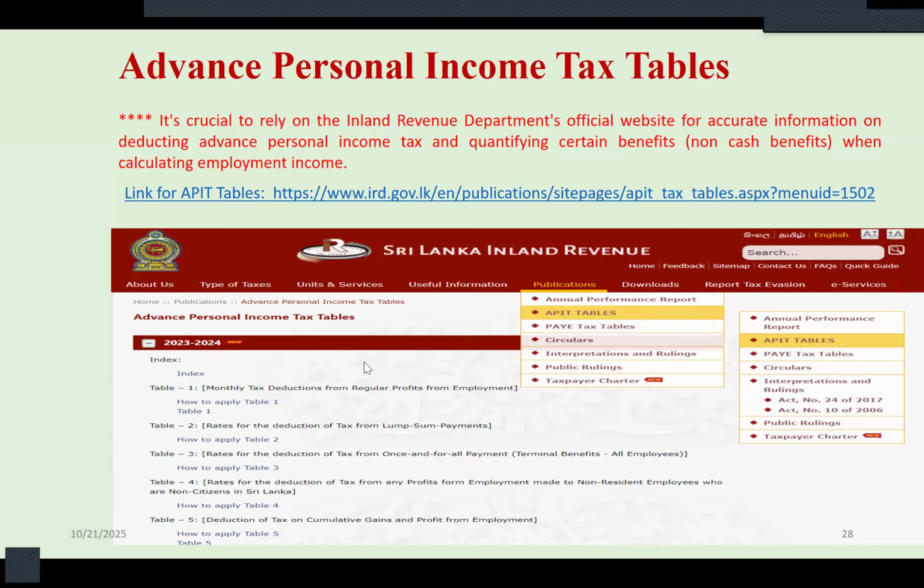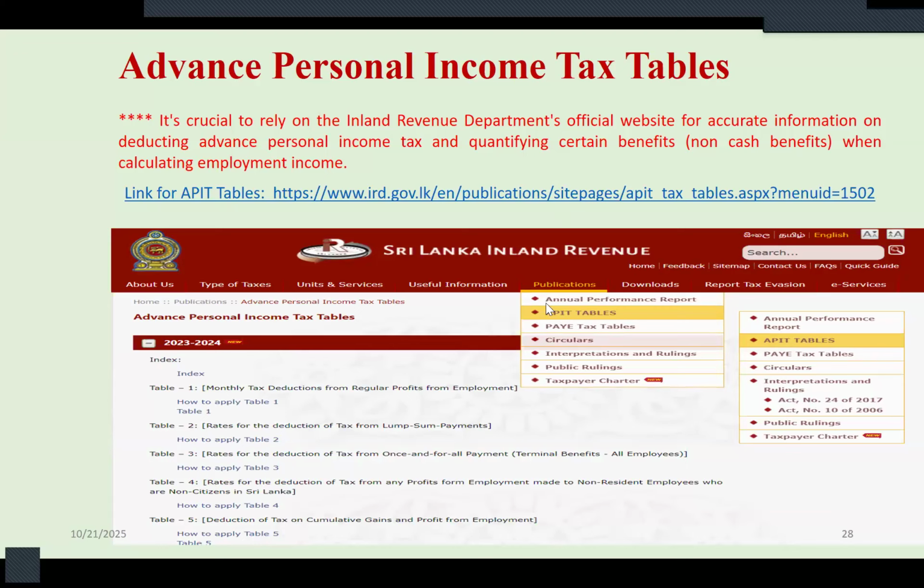So these are the tables we can apply. You can find these tables through our website. You can go to the website. In the website, you can see publications. In the publications drop down, there is an EPIT table. Advanced personal income tax tables means that earlier we used the term PAYE, pay as you earn. But after that, we changed the name, that is EPIT, Advanced Personal Income Tax Tables.